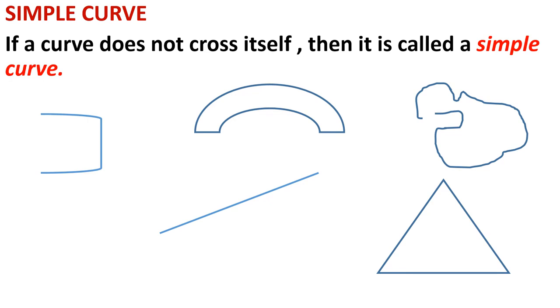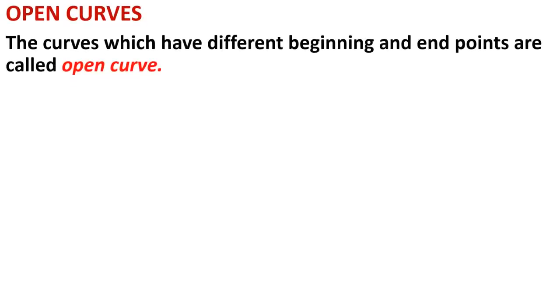Okay, now see next is open curve. The curve which has different beginning and end points is called an open curve. Normally, when the definition of open curve is asked, students give the answer, a curve which is open is called an open curve.